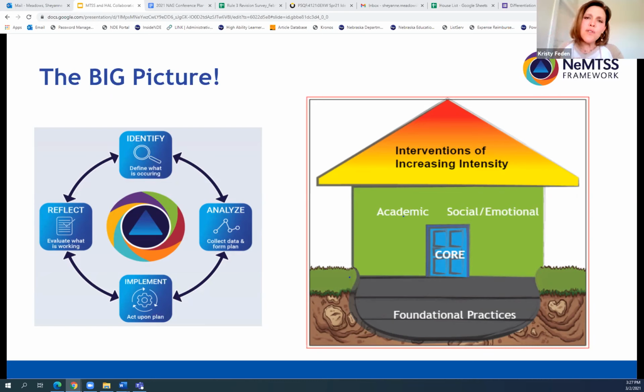And Sheyanne showed you the triangle, and Claudine also showed a triangle, both of which were intentionally gradient and didn't have really rigid tiers, because that represents the fact that we have students that can move pretty fluidly throughout those layers of intensity, depending on need. So these are the two key components.